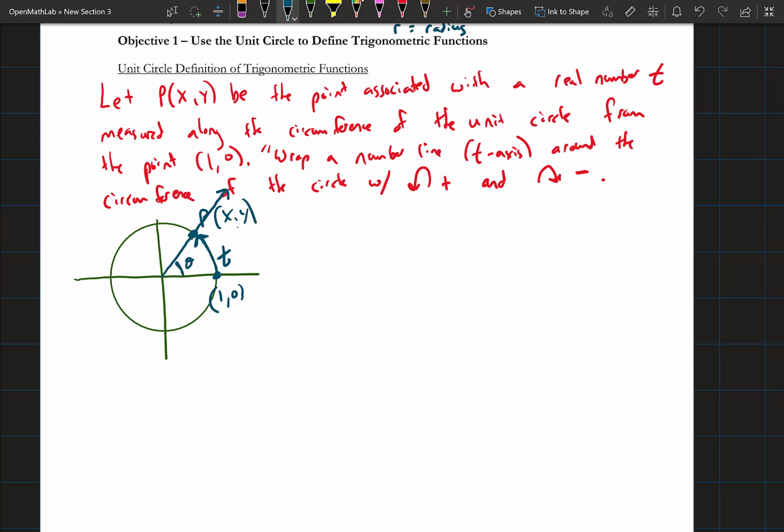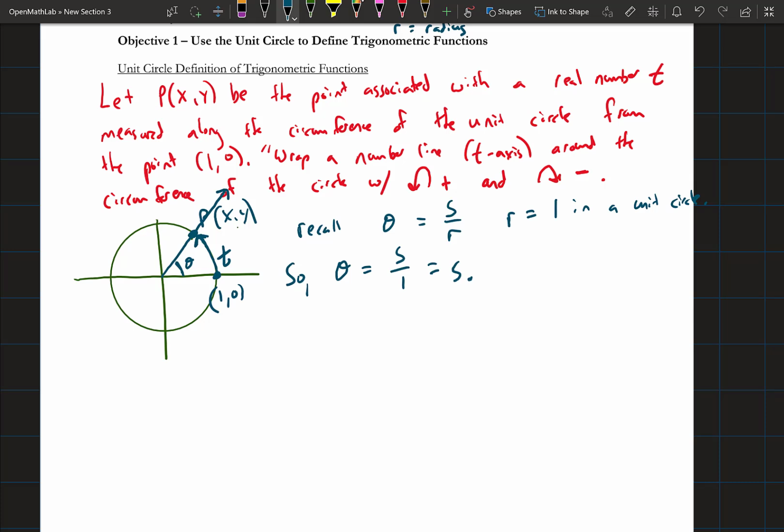So one thing that we need to think about or recall is that theta is equal to s, the arc length, divided by r. We talked about this. So since we're in the unit circle, one thing we know is that r is going to be equal to 1. So if we plug that in, what we're going to get is that theta is equal to s divided by 1, which is equal to s.